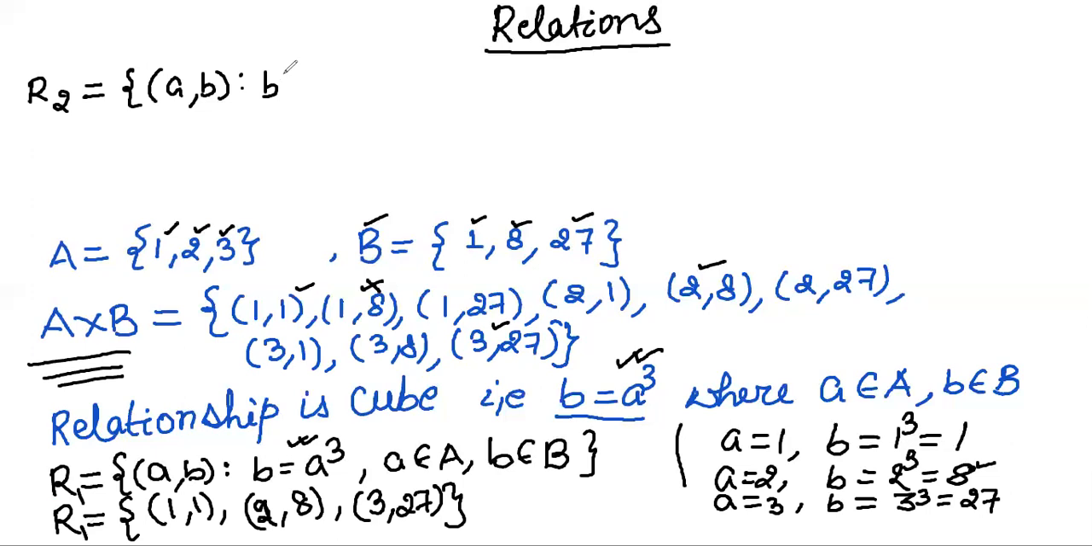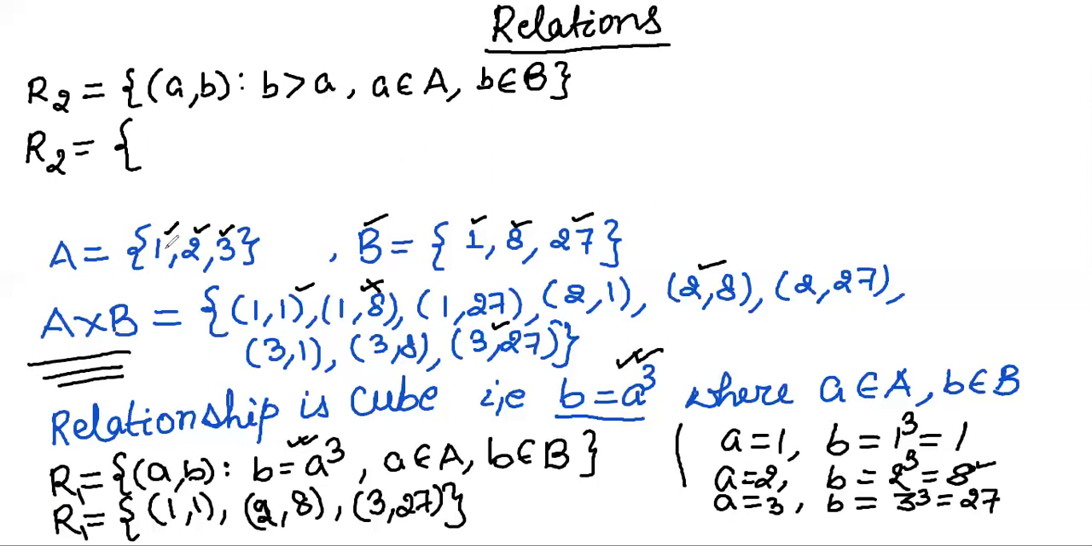b is greater than a, where a belongs to A and b belongs to B. The second condition in set builder form that I have taken is b is greater than a. So according to this condition only we will write the elements of R2. One by one we will find them out. So b is greater than a.